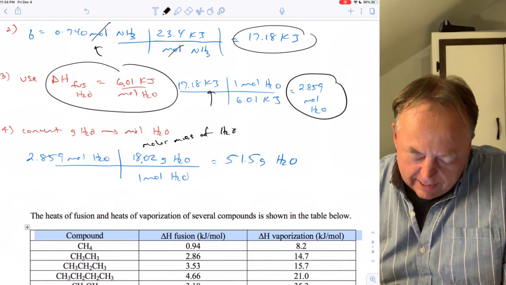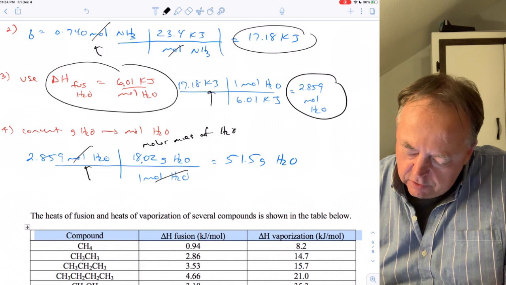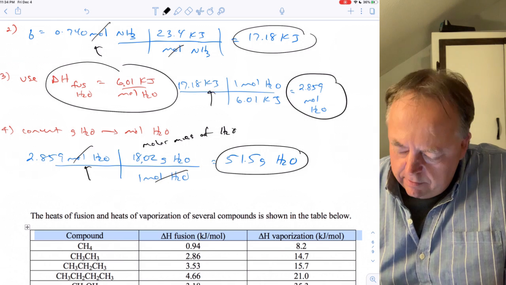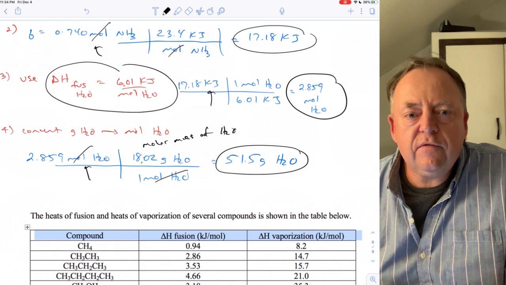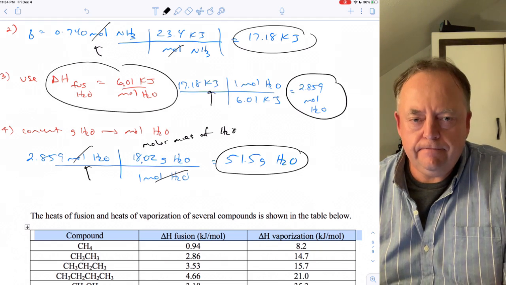So if we have the molar mass of water, the moles of water times the molar mass, the moles of water cancel, and that would give us 51.5 grams of water could be frozen by evaporating 12.5 grams of ammonia.